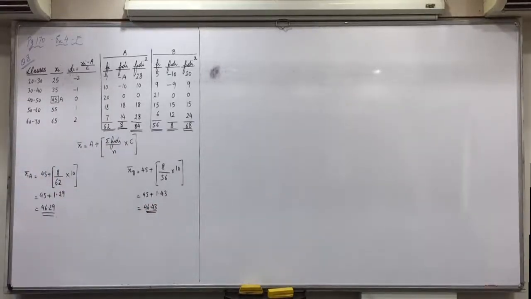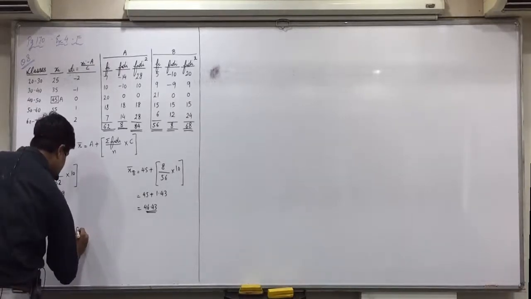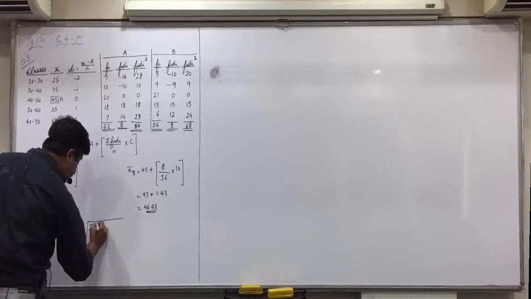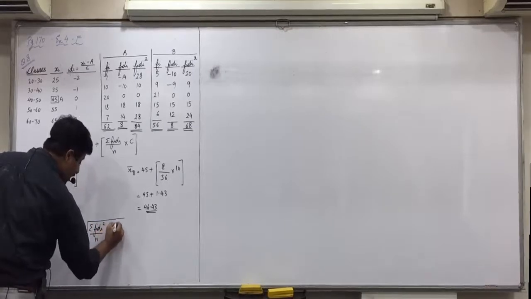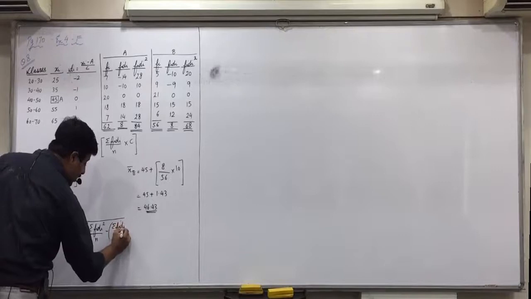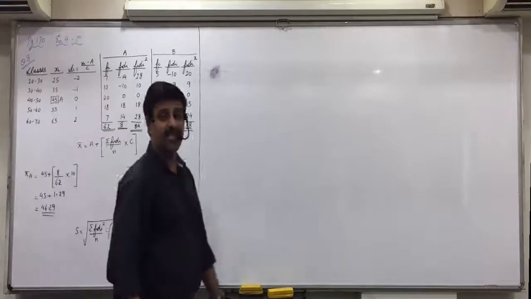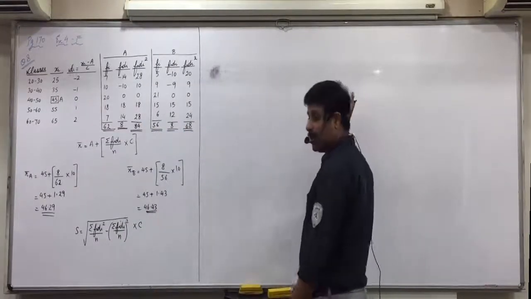Anyone having any doubt in this? All have written up till here? Same way in the center we will write the formula of standard deviation, and on the left side we will solve for A and on the right side for B. So in the center, who all are still solving up till X bar of B? Raise your hand. All have completed? In the center write down S equals square root of sigma FiDi square upon N minus sigma FiDi upon N whole square, and outside the square root into C. Now left side will solve for group A and right side for group B.